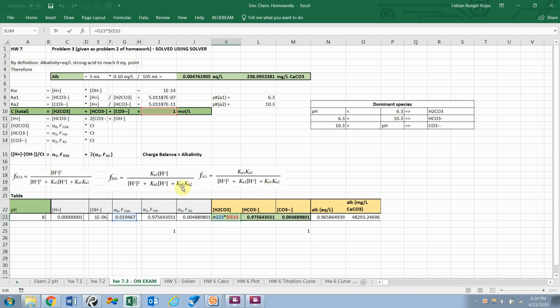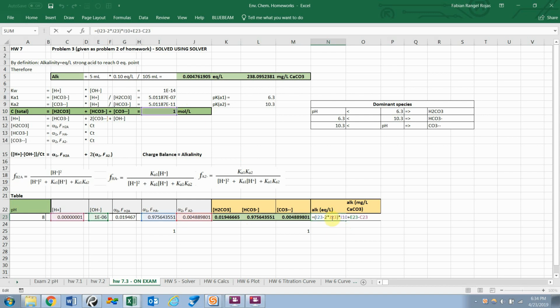H2CO3 is just alpha 0 times my total carbon, which is 1. This value isn't really 1, it's just the number that happens to be there. I have to give Excel solver a guess. So I'm guessing that it's 1 mole, but that may or may not be the answer. Similarly, HCO3 is just alpha 1 times this number, and CO3 2 minus is alpha 2 times this number.